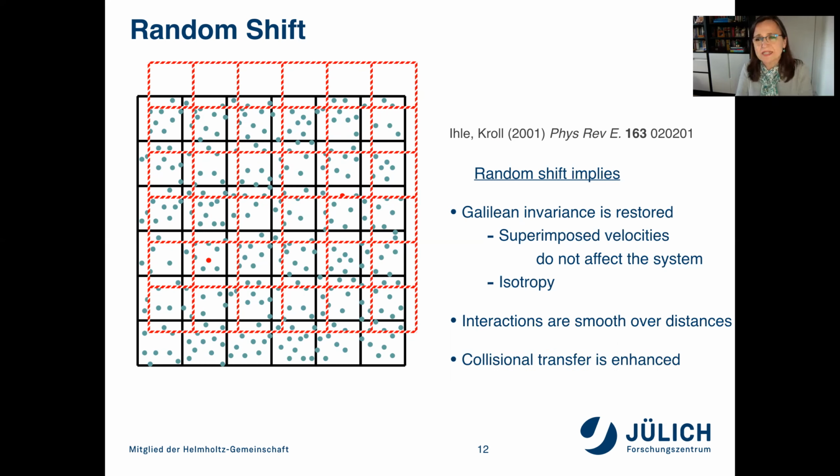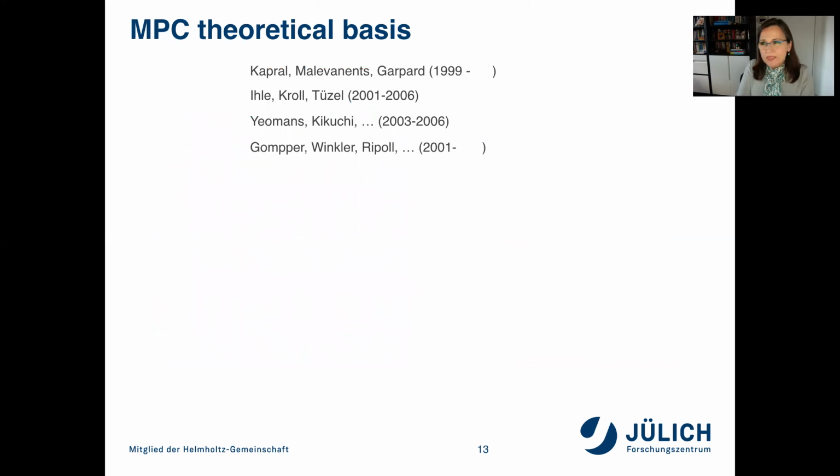And another consequence that the random shift has is on the interchange of momentum for collisions. If 2 particles interact in this collision box at the very beginning, and the box displaces, the momentum will be displaced much farther and much quicker, which is a property that liquids have and that we especially like. So collision transfer is enhanced as well. And well, these are the main ingredients of the method.